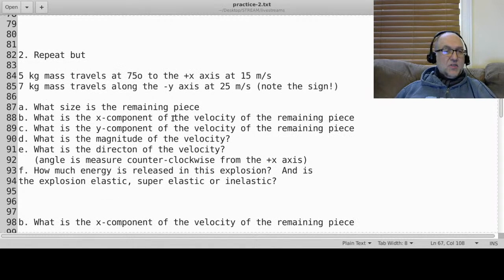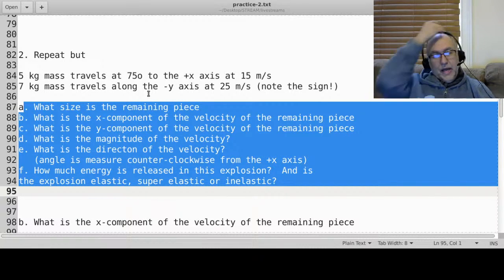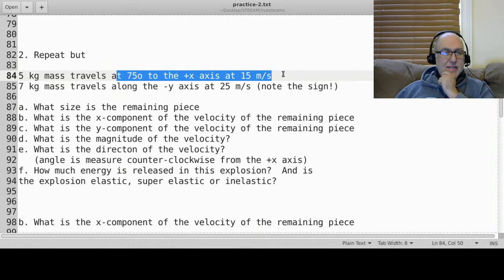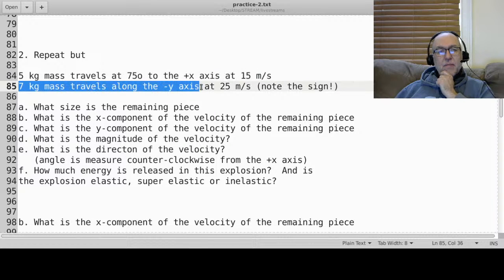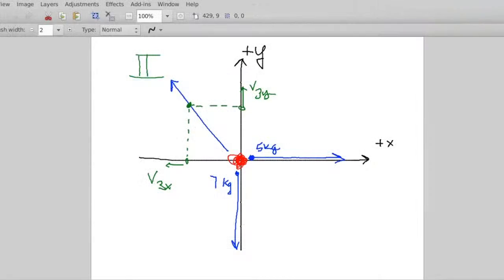Now, number 2 will go a little bit faster because it's really a repeat of all the same problems, but there's just one tiny change. The first one I made the direction simple so that your intuition would kick in and you would see, yeah, the third piece has to be traveling off in quadrant 2. This second one, I actually made the 5 kilogram travel at 75 degrees to the plus x-axis. Okay, I still put the 7 kilogram along the negative y, but the 5 kilogram is at a 75-degree angle. Okay, so let me just show you a picture there, and let me switch.